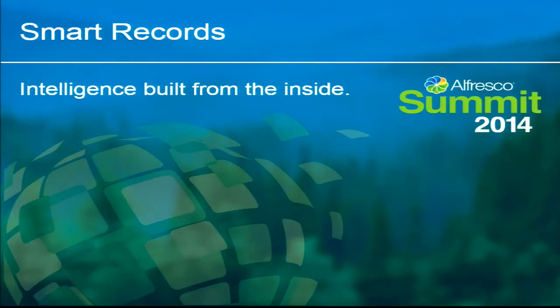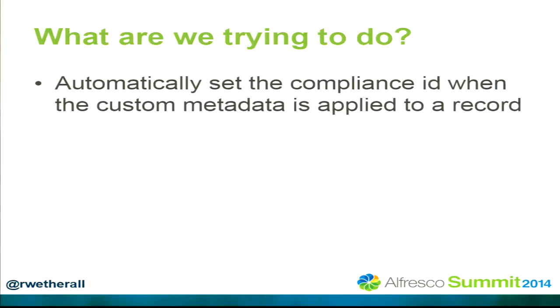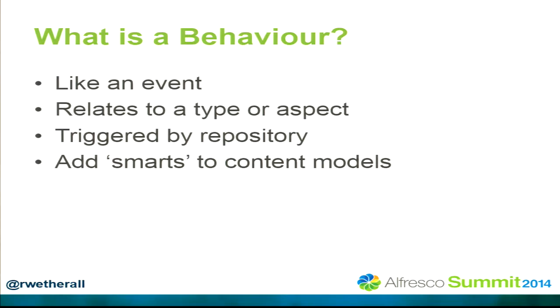But you don't necessarily want the users to have to apply that aspect every time, and you certainly don't want them to have to enter that ID in. It doesn't make any sense. So what we're going to do in this example is automatically set that compliance ID when that aspect is applied. Now we could obviously automatically apply the aspect, and that would trigger the behavior we're going to look at, but just for simplicity we're going to calculate this ID for them. And to do that we're going to use behaviors.